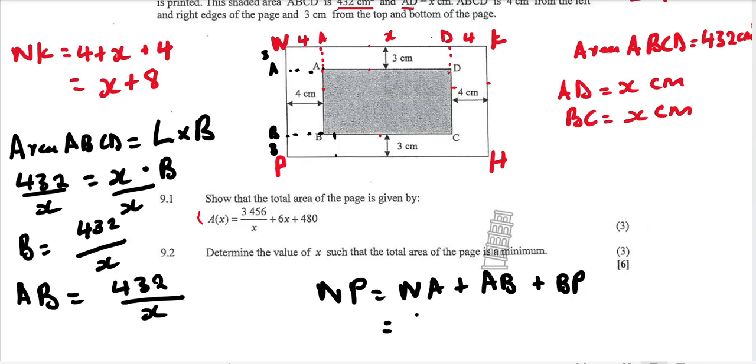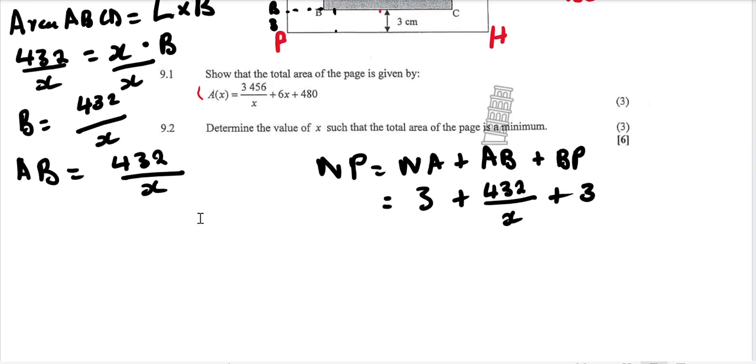So let's go. WA is 3 plus our AB. Our AB, this is the distance of AB, we're going to say 432 divide by X, plus BP. Our BP is also 3. So here we come. Distance of WP is equals to 3 plus 3, we're going to have 6. It will be 432 all over X plus 6. So now we can come and calculate the area.